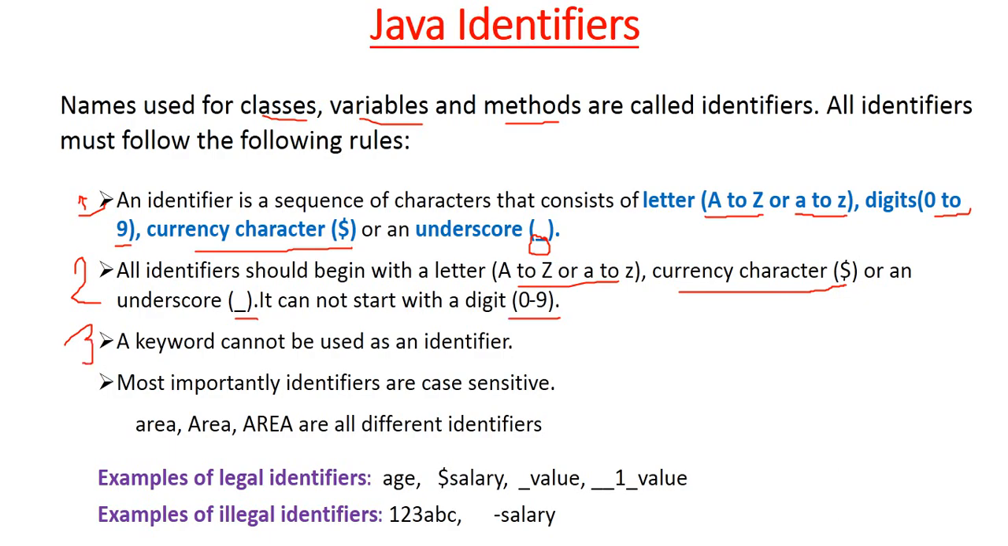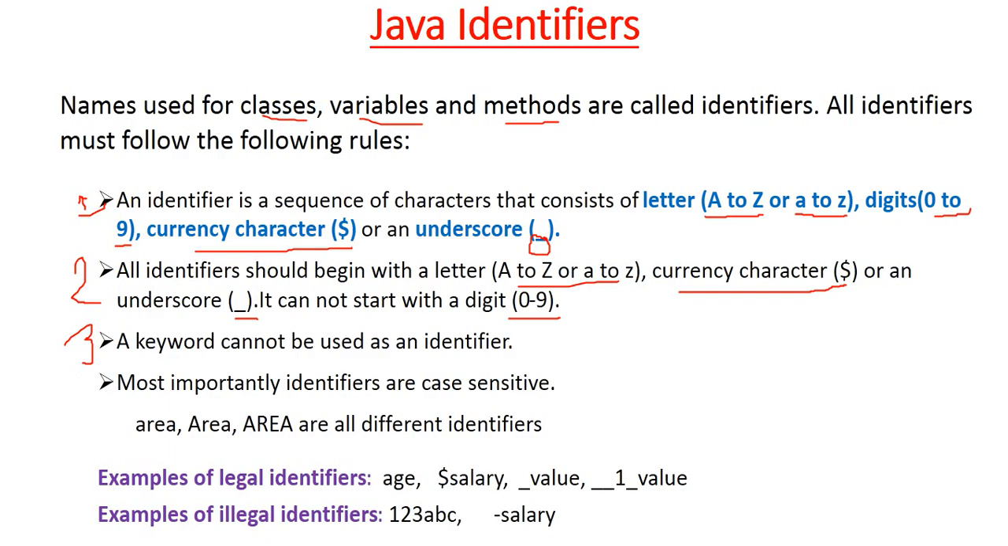Number 3: a keyword cannot be used as an identifier. As we said, we have seen the chart of the keywords, and a keyword cannot be used as an identifier. That's why it is very important to remember all those keywords.